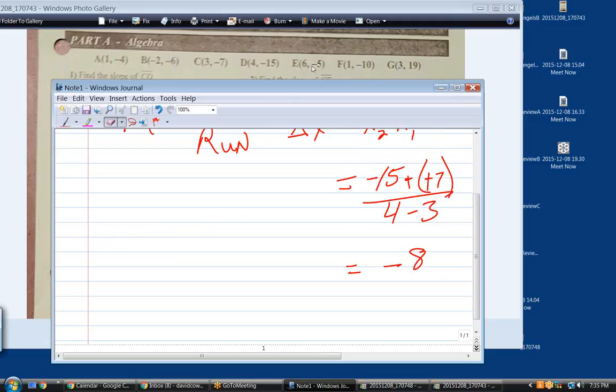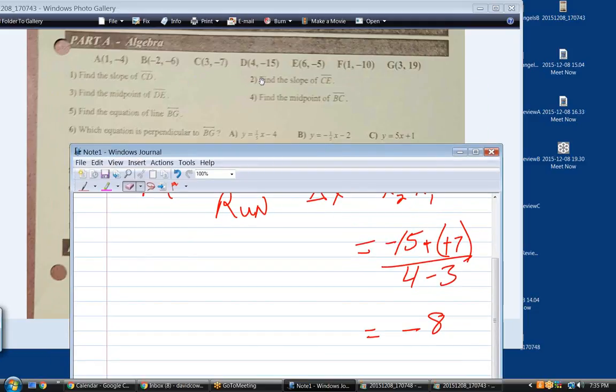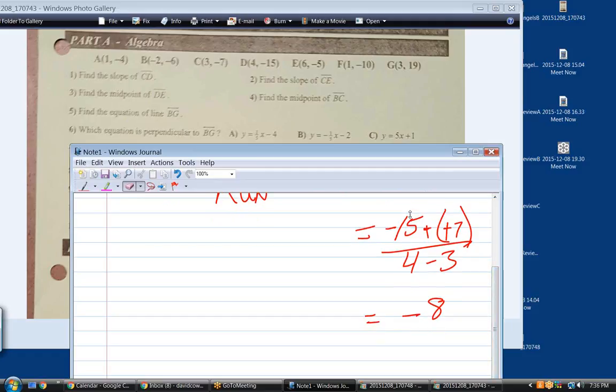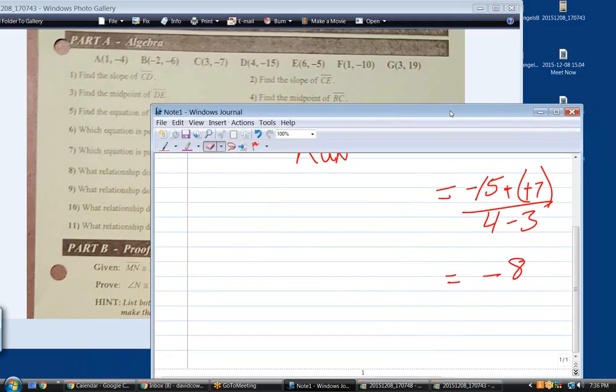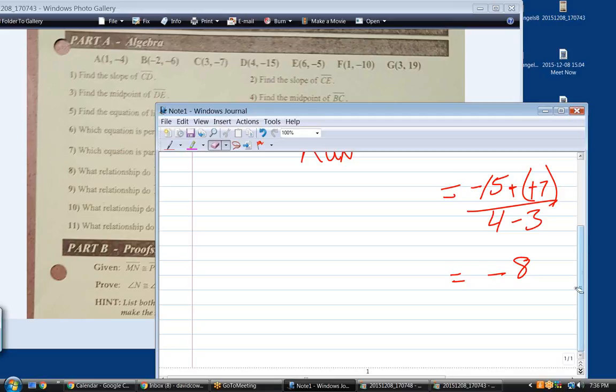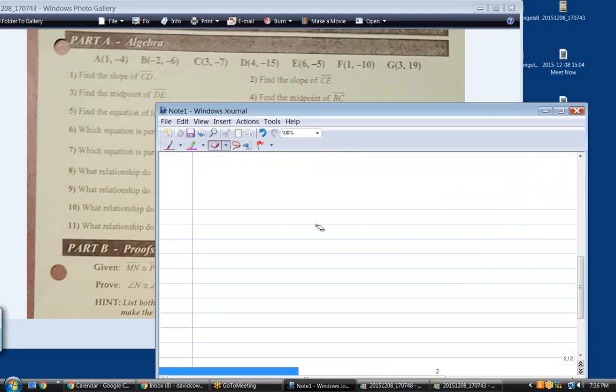All right. So finding the slope between any of these 7 points is going to be that exact process. Okay. How do you get the midpoint? In other words, let's find the midpoint between D and E. That's another one of those algebra things that you're always going to need to do. So it's worth our reviewing that.